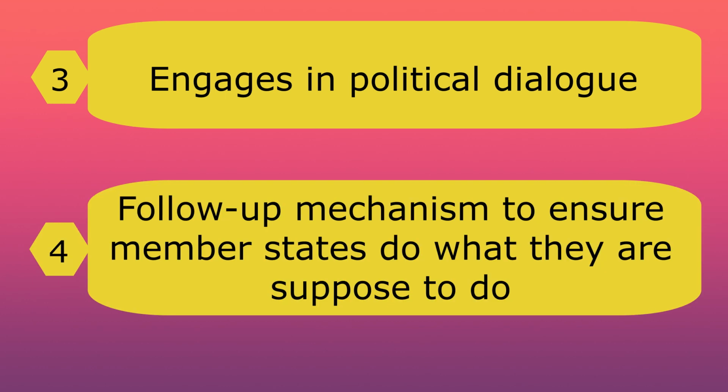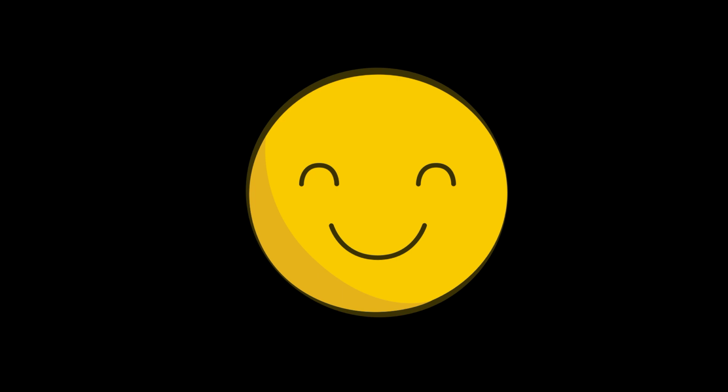4. They have a follow-up mechanism. The member states hold each other accountable on a range of issues. They evaluate their progress in fighting against illegal drugs, corruption, and domestic violence. That is it for the major economic institutions and systems.